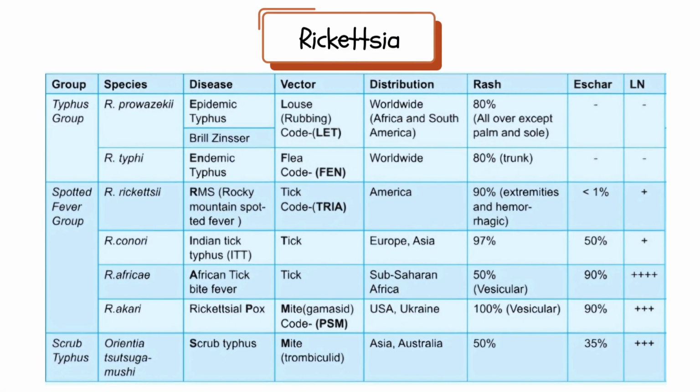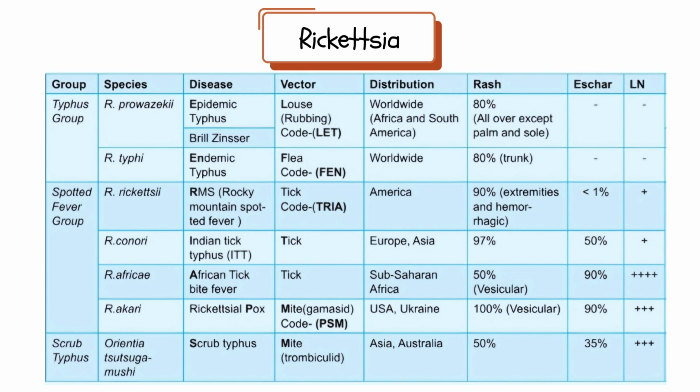We'll come to another class, which is rickettsia. Rickettsia can be classified into three groups: typhus group, spotted fever group, and scrub typhus. The typhus group again can be divided into the one causing epidemic typhus and the one causing endemic typhus. Epidemic typhus is by Rickettsia prowazekii, and the vector for that is louse.